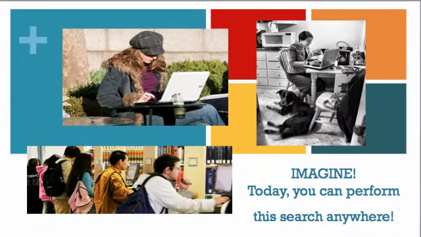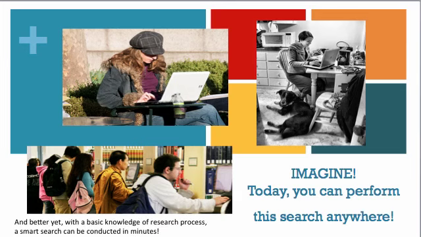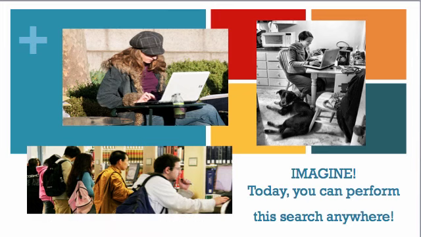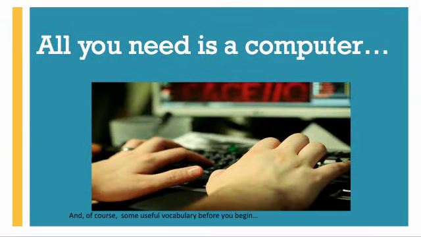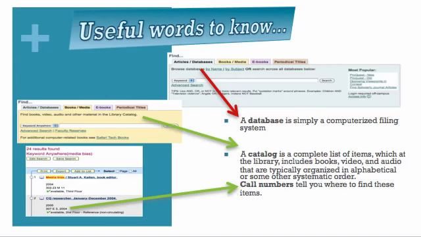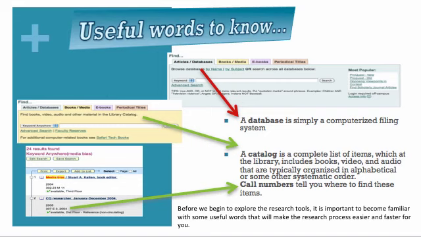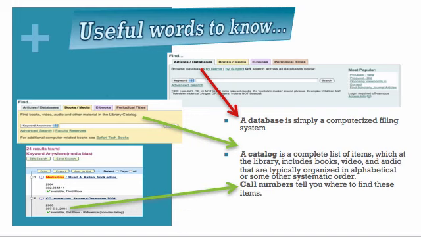Imagine, today you can perform the search anywhere. And better yet, with a basic knowledge of the research process, a smart search for one article can be conducted in just minutes. All you need is a computer, and of course some useful vocabulary before you begin. Before we begin to explore the research tools, it is important to become familiar with some useful words that will make the research process easier and faster for you.